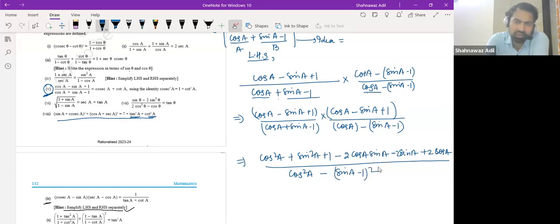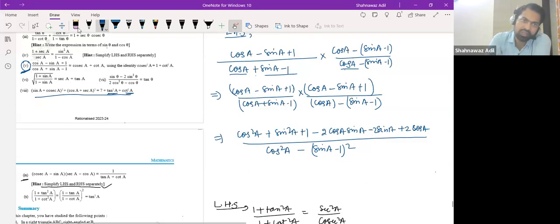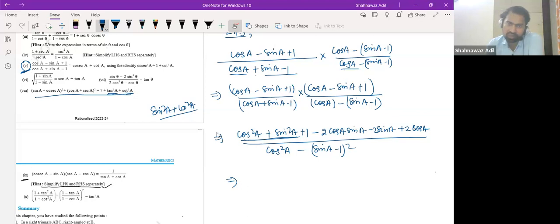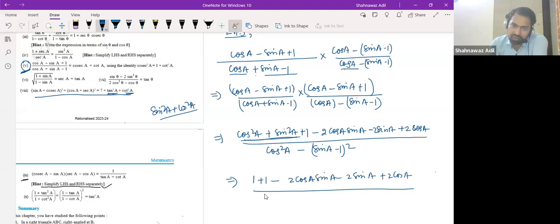Did you reach this point, Amira? Yes, sir. Okay, so what is cos square A plus sin square A? What is this one? Sin square A plus cos square A, what is that? 1, right? So this is 1. So 1 plus 1 minus 2 cos A sin A, minus 2 sin A plus 2 cos A. And in the denominator, you have cos square A minus sin square A plus 1 minus 2 sin A, right? So A minus B whole square.